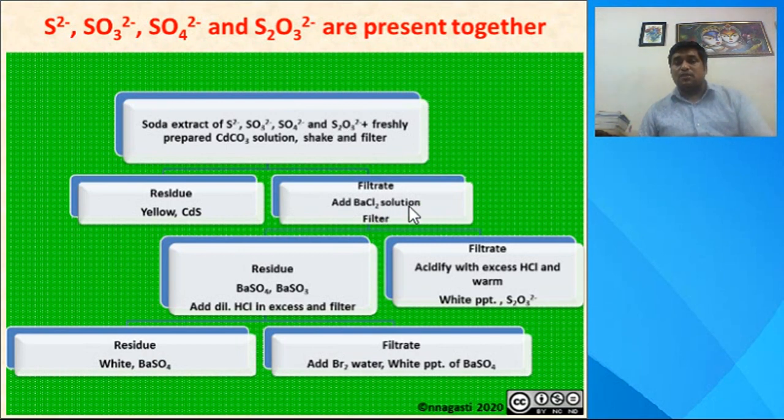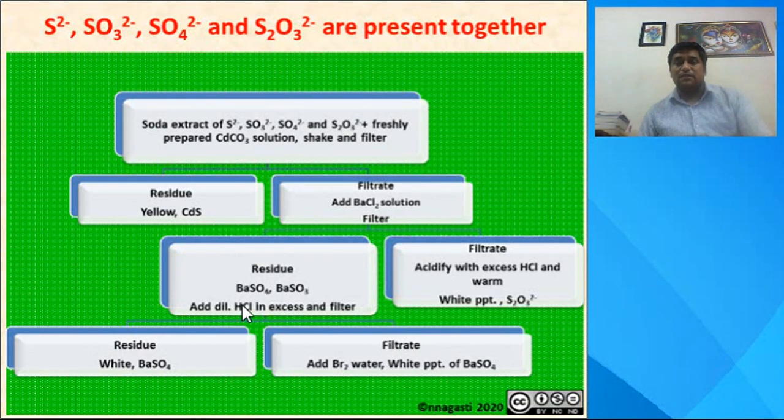Then add barium chloride solution into it. What will happen? Addition of barium chloride will form precipitate of barium sulfite and sulfate. Thiosulfate will not form precipitate with barium chloride. So again by filtration we can separate sulfate and sulfite from thiosulfate. So in the residue we will get barium sulfate and barium sulfite.